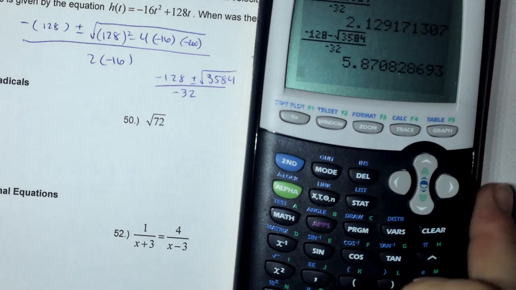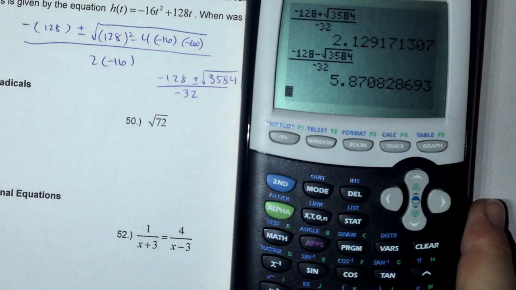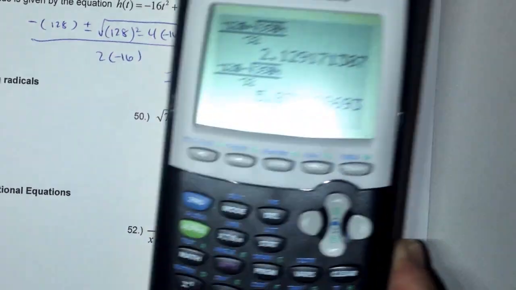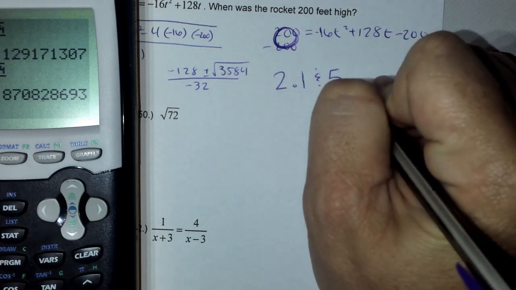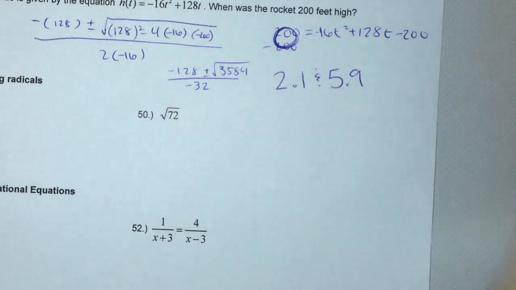And I get a 2 point, and it doesn't tell me what to round to, so I'm just going to round it to the tenth, so 2.1 and 5.9. 2.1 and 5.9, and this is seconds.